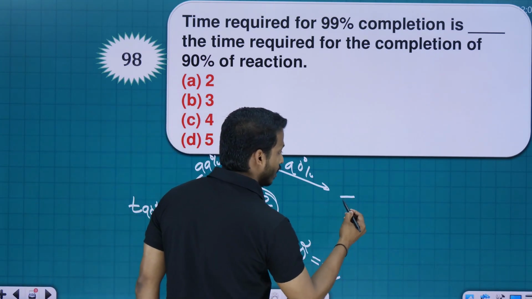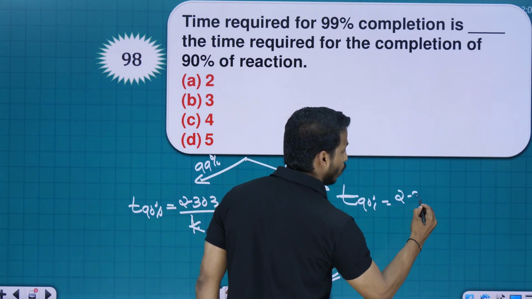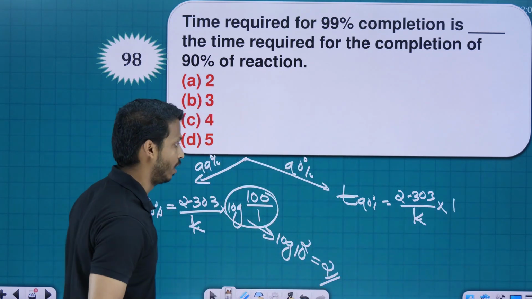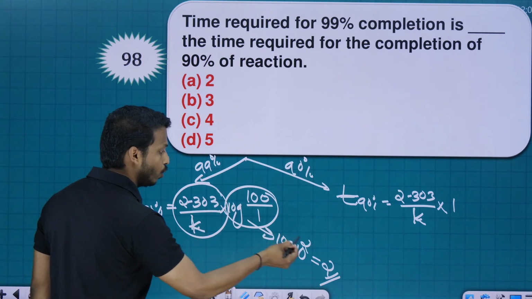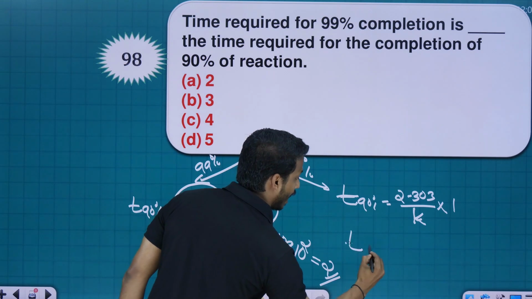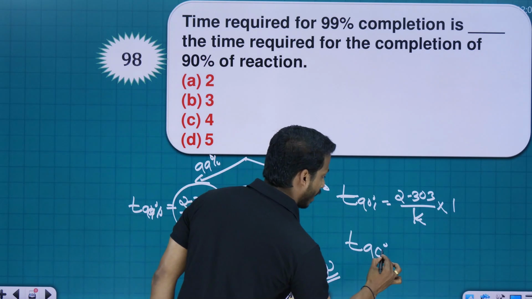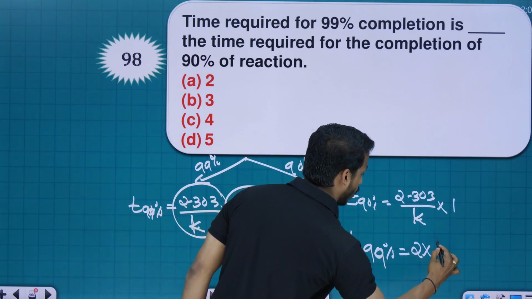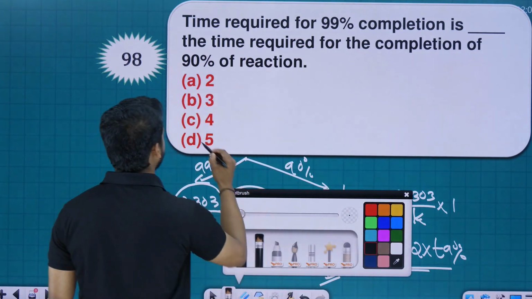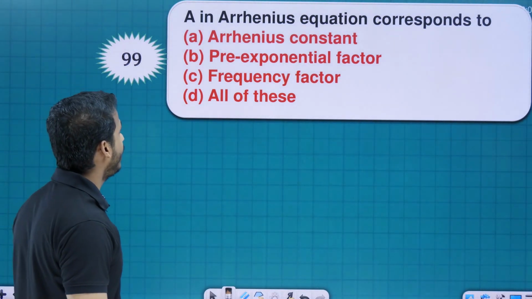But here, the same one we calculated before, time for 90% is equal to what? 2.303 by k into, we got 1, right? The previous one. So here it is 2.303 by k into 2, there 2.303 by k into 1. So this is 2 times, right? So we can say time for 99% is what? Double the time for 90% completion. Clear?